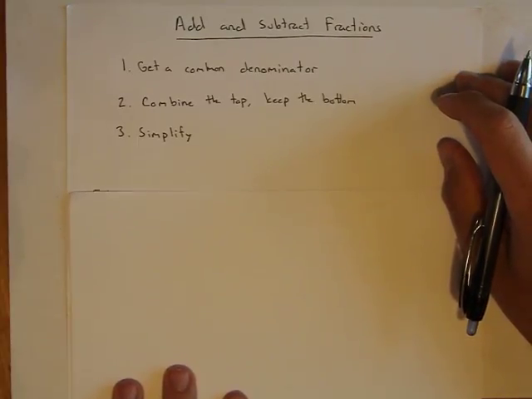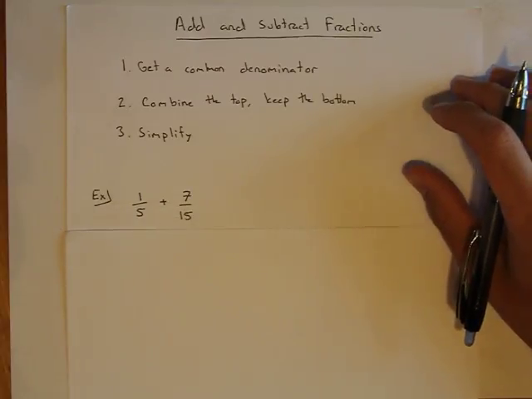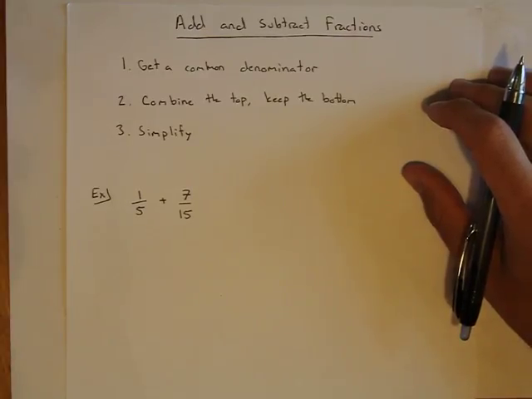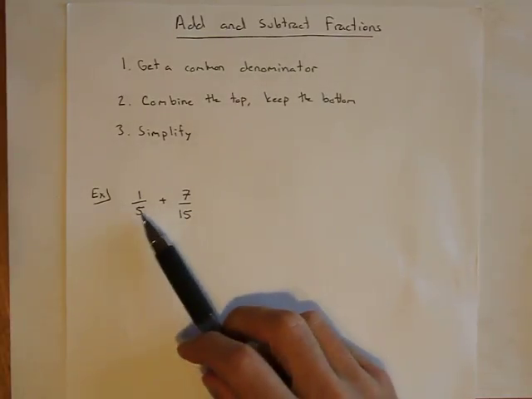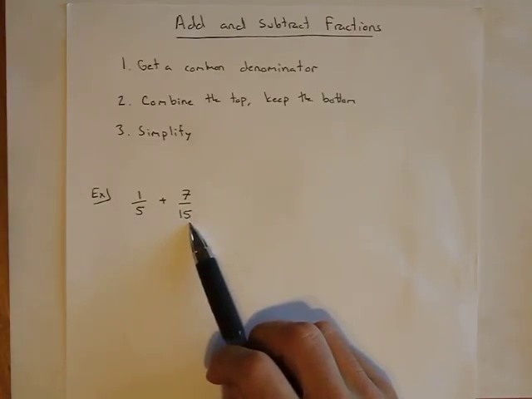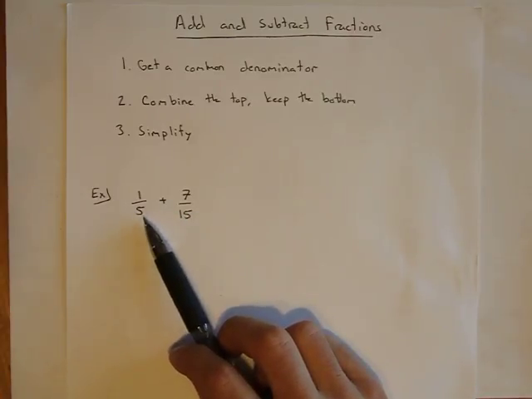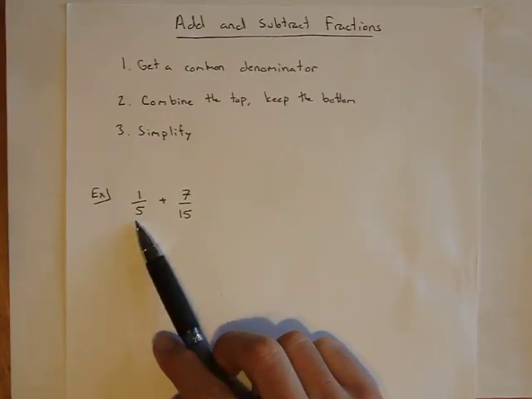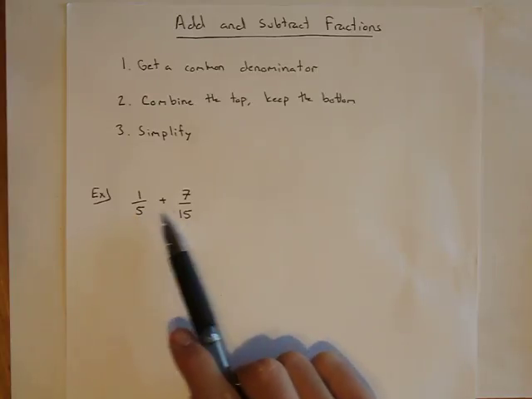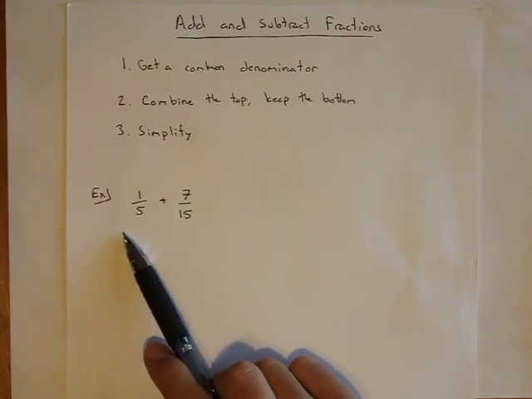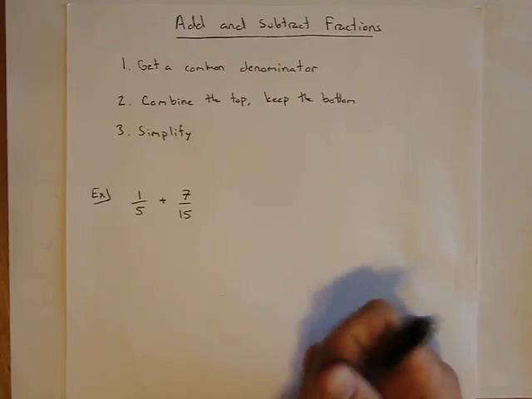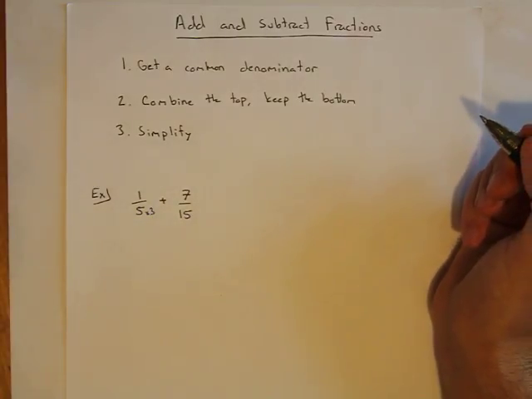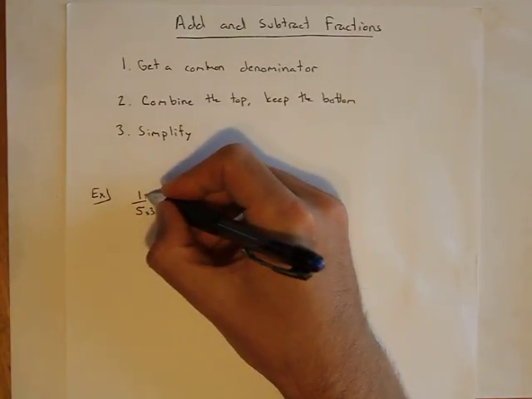Okay? So, starting off, first example, 1/5 plus 7/15. When I look at this particular problem, I notice that my denominators do not match, and I need them to match first. So I need to somehow get both of these to have the same number on the bottom for the denominator. If I wanted to change this 5 into a 15, all I need to do is multiply by 3. So I'm going to multiply the bottom by 3, but of course, whatever I do to the bottom, I have to do to the top.